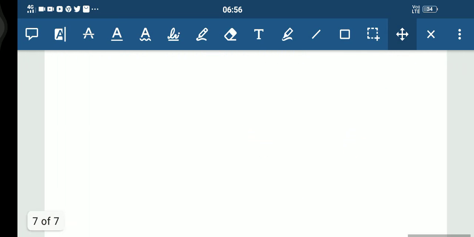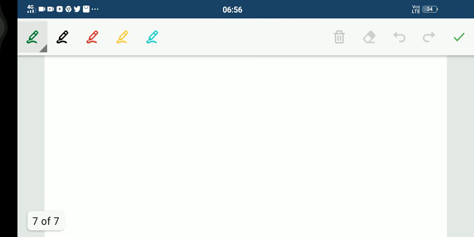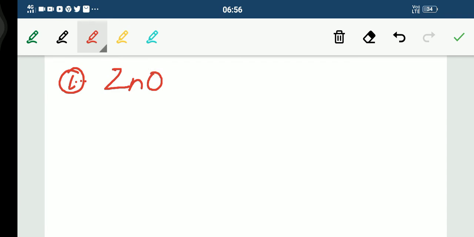Now let's quickly do some of the other examples. Let's take the example of ZnO. We need to find out the formula unit mass of ZnO. So how will we be finding it? Quickly we'll be doing it. See, ZnO, zinc oxide. What is the atomic mass for zinc? 65.